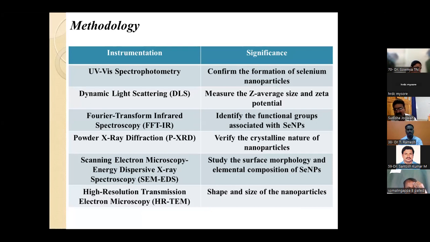Powder XRD verifies the crystalline nature of the nanoparticles, because zinc, silver, copper and other kinds have different natures of formation. To study the surface, we use STEM EDS, and EDS to some extent gives the proper elements present in the synthesized material. And of course, HR-STEM is used to confirm the proper shape and size of the nanoparticles.